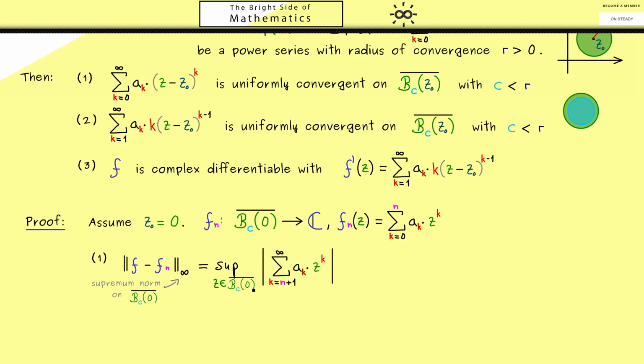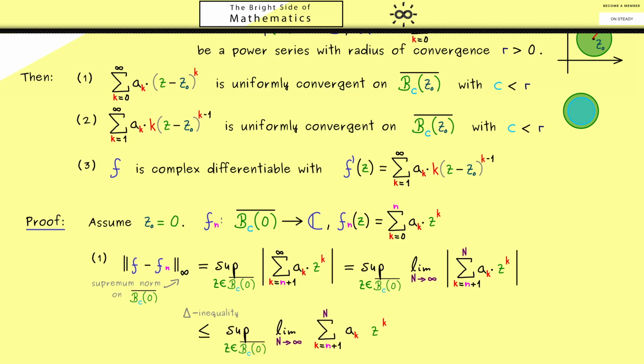Now, this is something we can work with because for the absolute value we have the triangle inequality. Now, in order to apply it, we first have to pull this limit here out of the absolute value. This is possible because the absolute value is a continuous function. Okay, then the triangle inequality just means that now we have the absolute value inside the sum. So we simply have the absolute value of ak times the absolute value of z to the power k.